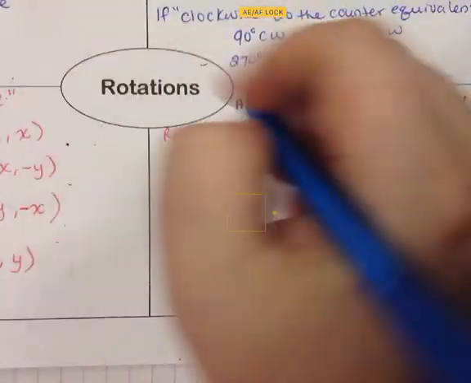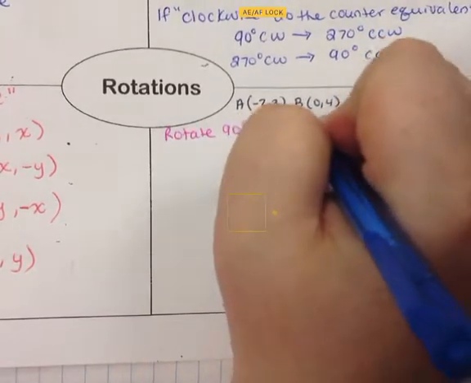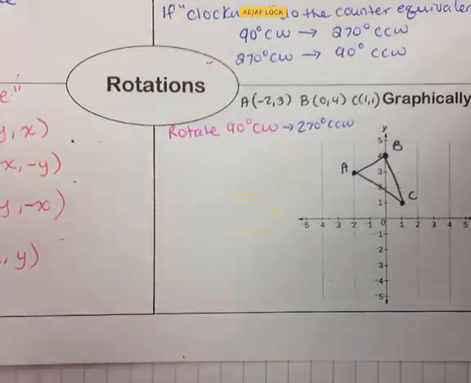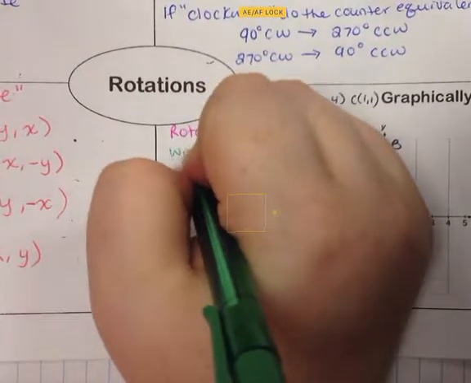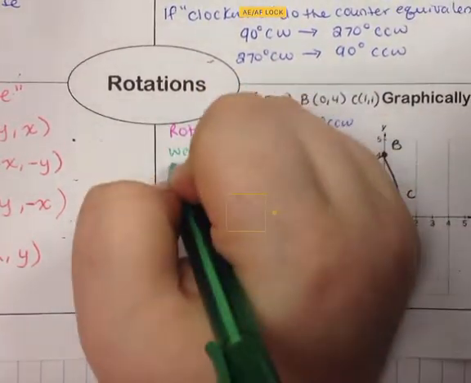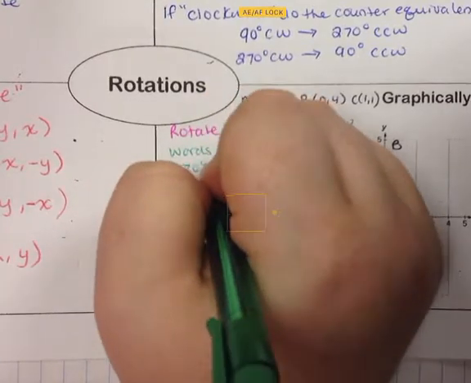So we have to make sure we go here. It says 270 degrees counterclockwise. So in words, we would actually say 270 degrees counterclockwise.